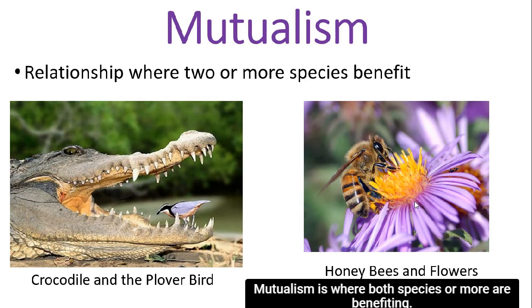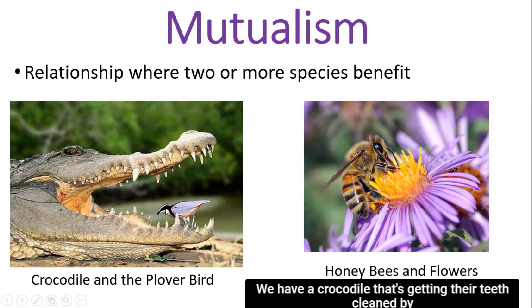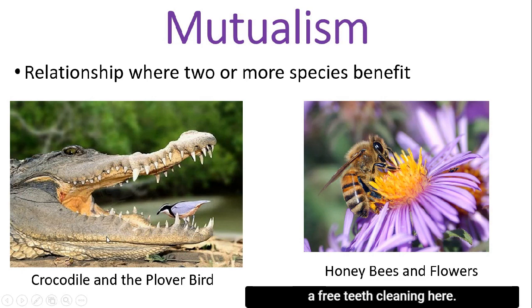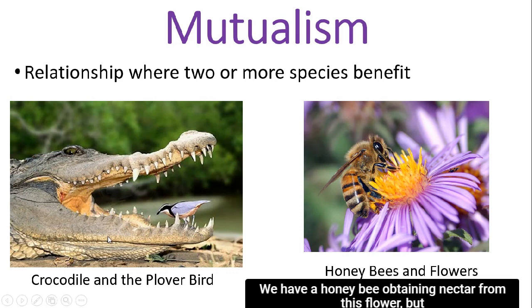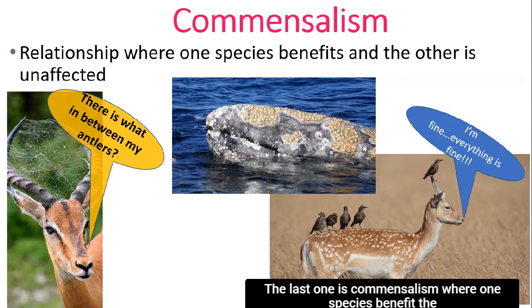Mutualism is where both species or more are benefiting. There's some kind of benefit on both sides. Here we have a crocodile that's getting their teeth cleaned by this bird. The bird gets a food source and the crocodile gets a free teeth cleaning. Here we have a honeybee obtaining nectar from this flower, but the flower is getting pollinated inevitably by that honeybee. They both benefit. The last one is commensalism, where one species benefits, the other one's like, meh, is neither being benefited nor harmed. It might not even know that it's even going on.